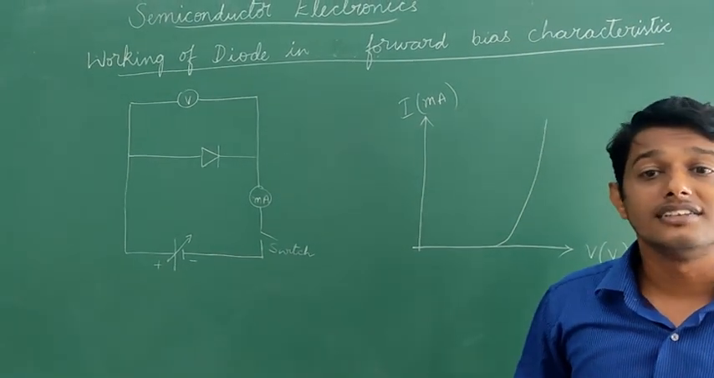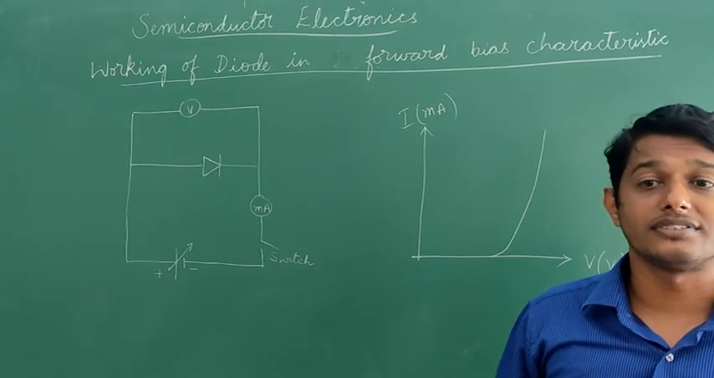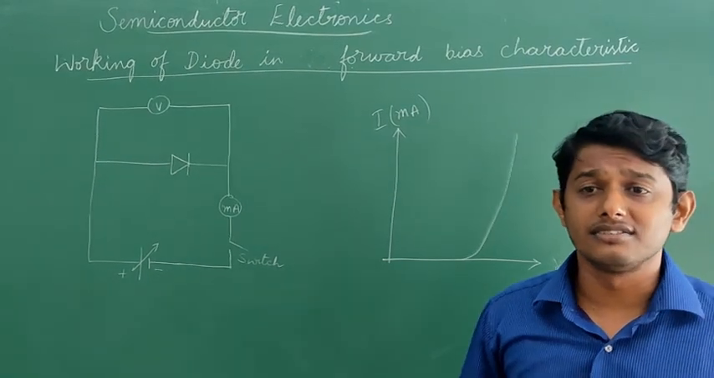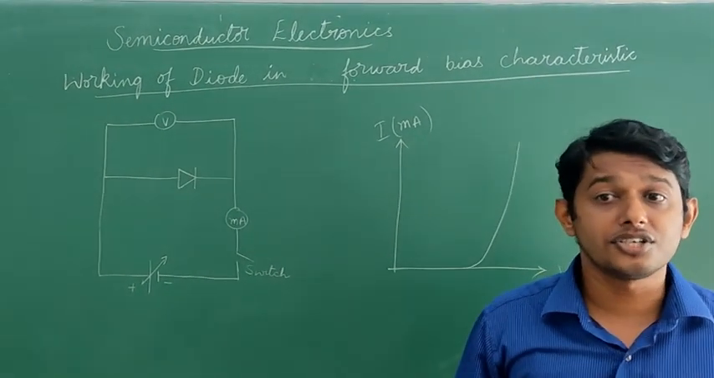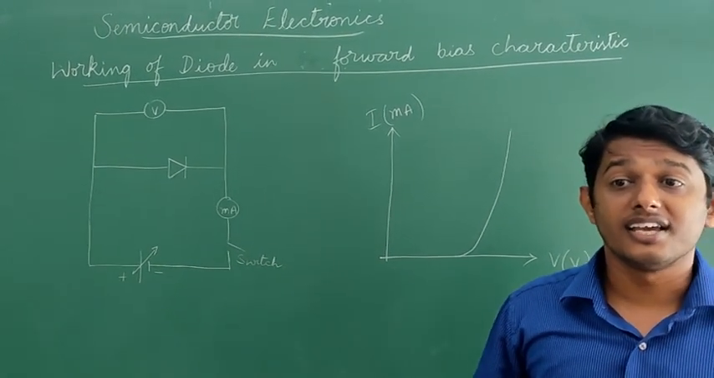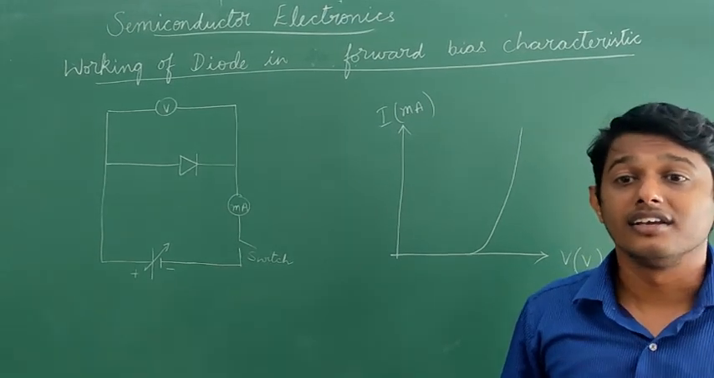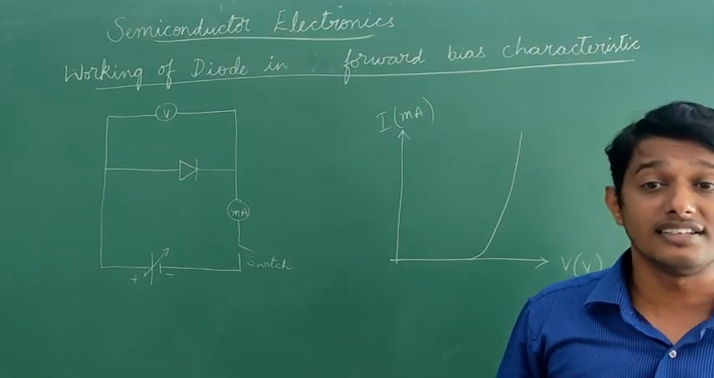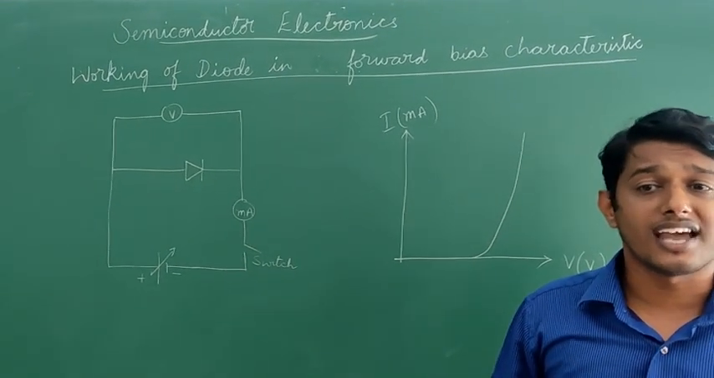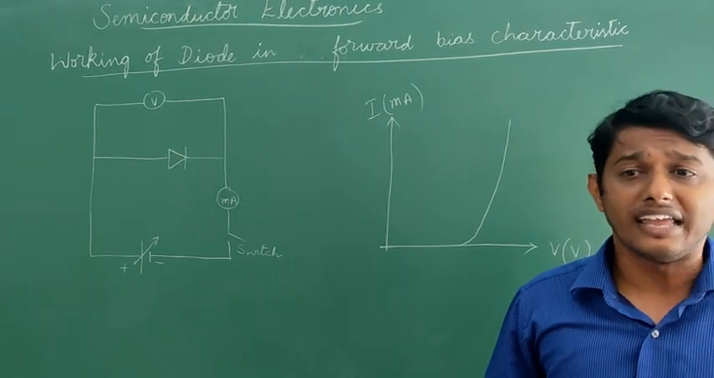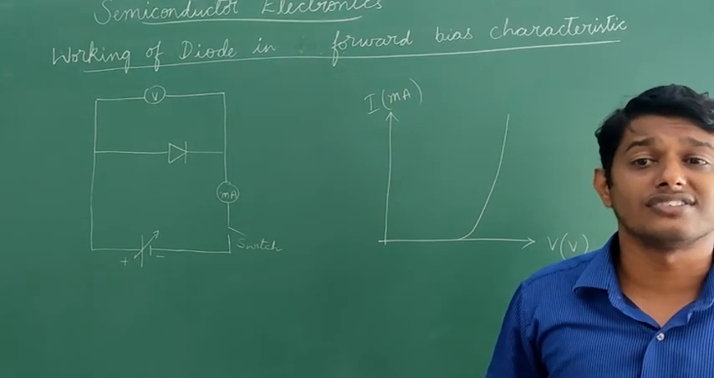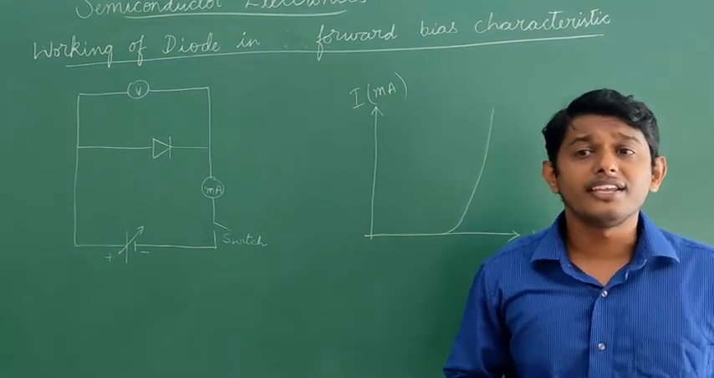During forward bias, the applied voltage opposes the junction voltage. That is, the applied voltage cancels the potential barrier. The junction resistance decreases here. The majority charge carriers, holes and free electrons, can cross the junction very easily.